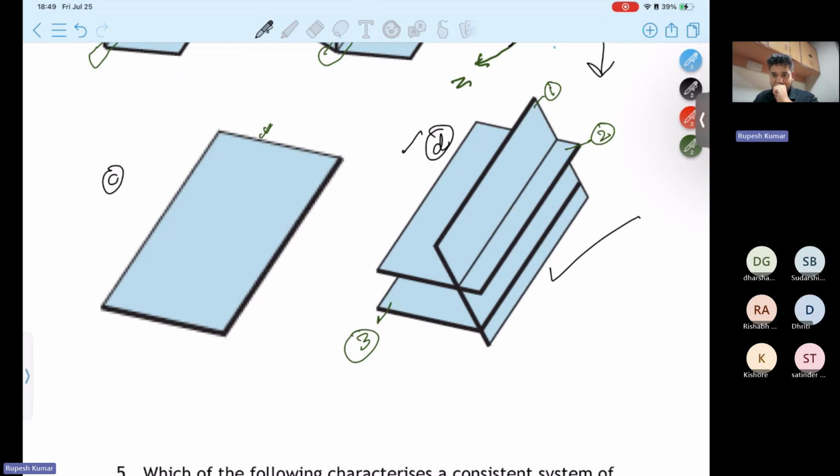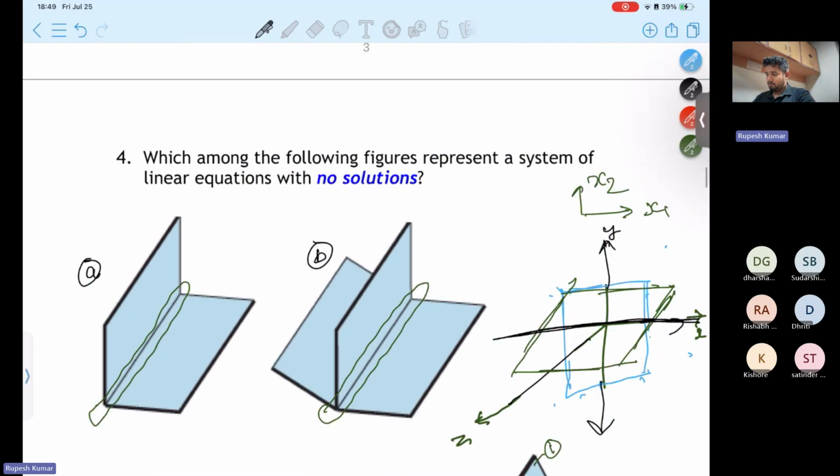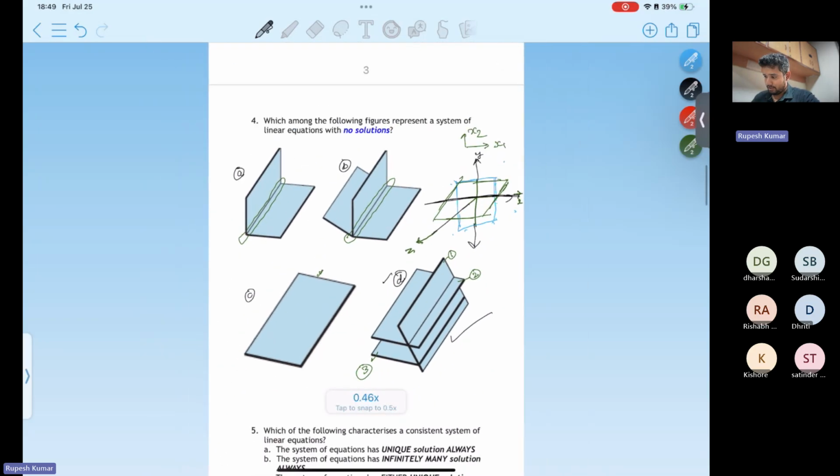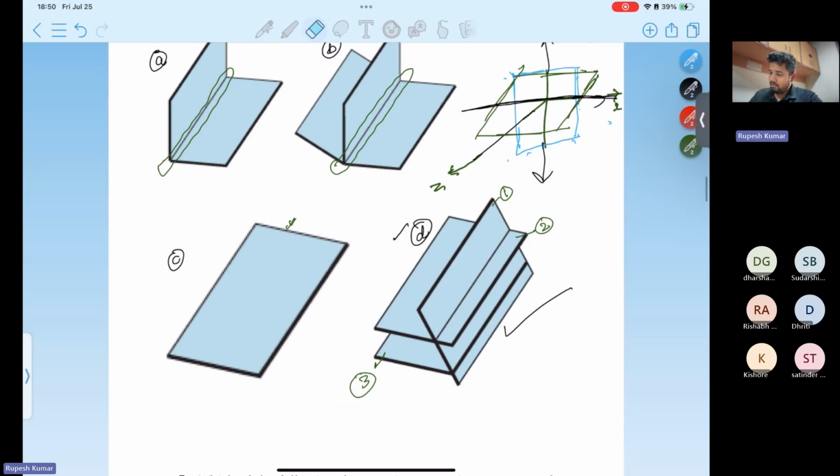For now, someone is asking, can you explain why option C does have some solution? The question asked which among the following figures represent a system of equations with no solutions, and the question is why option C has some solution, right? So what do you mean by solution? What is the definition of having a solution? Solution essentially means, do you have some points that lie on the given set of planes or given set of lines? So for this plane you have infinitely many points that satisfy this plane equation, right?